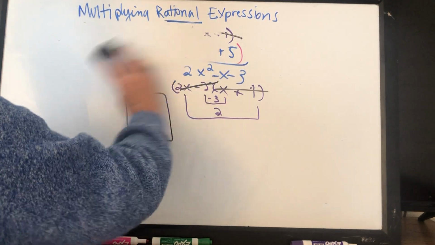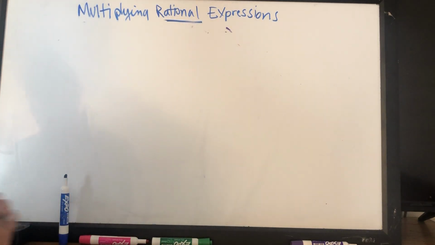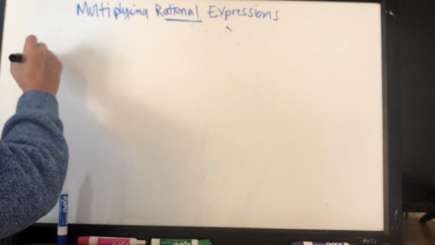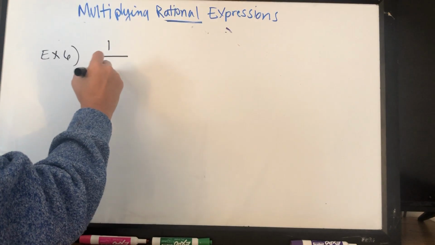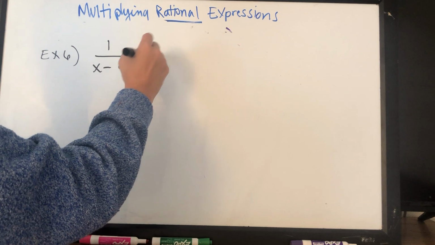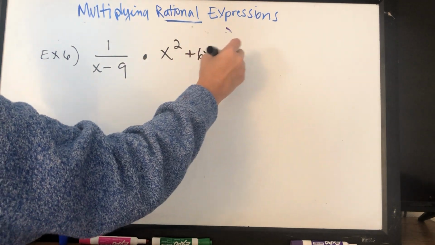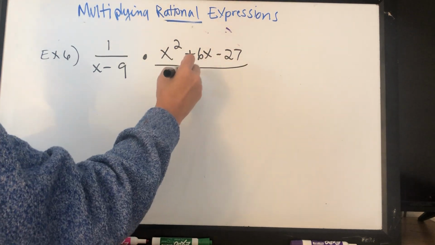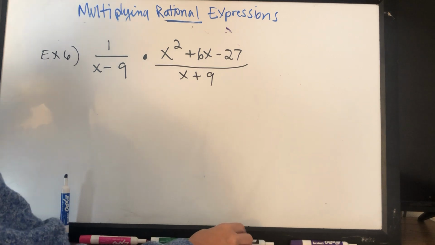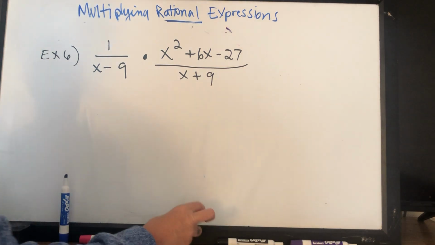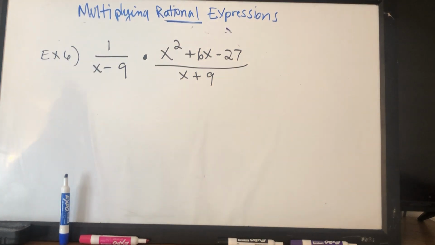Now, let's see. I want you guys to try this one. What are we on? Example 6? We've got 1 over x minus 9 times x squared plus 6x minus 27 over x plus 9. So what I want you guys to do right now is take a second, pause the video again, and try this one on your own.